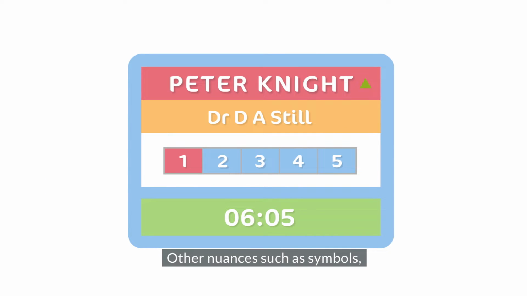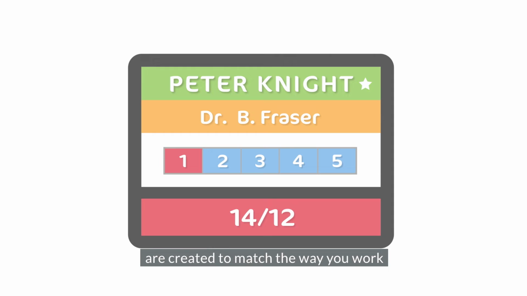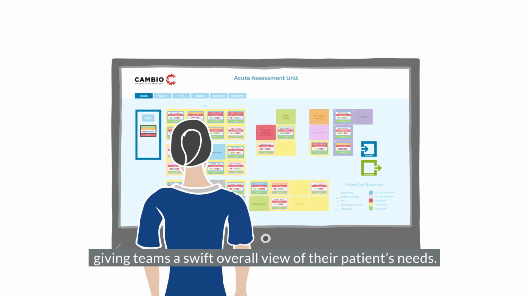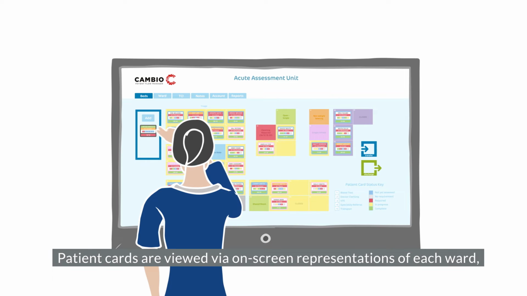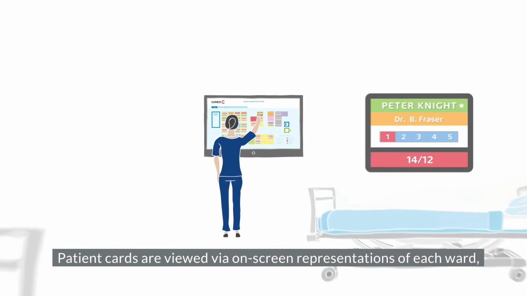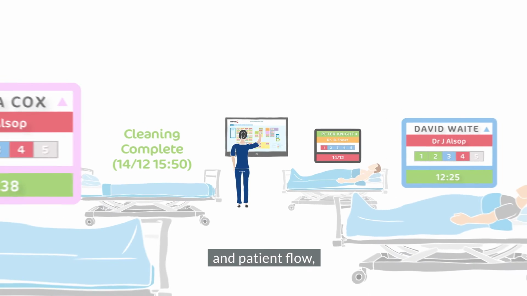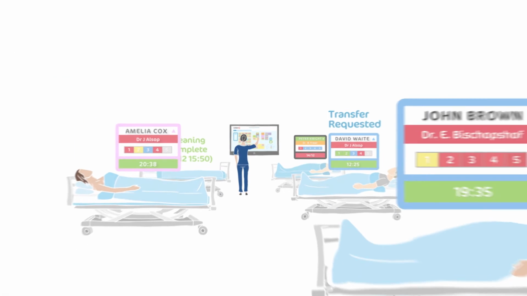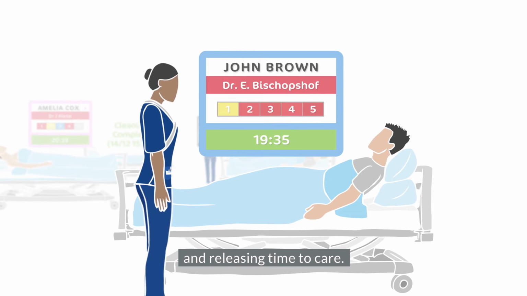Other nuances such as symbols, background color, and text labels are created to match the way you work, giving teams a swift overall view of their patient's needs. Patient cards are viewed via on-screen representations of each ward, which helps them manage beds and patient flow, reducing admin and releasing time to care.